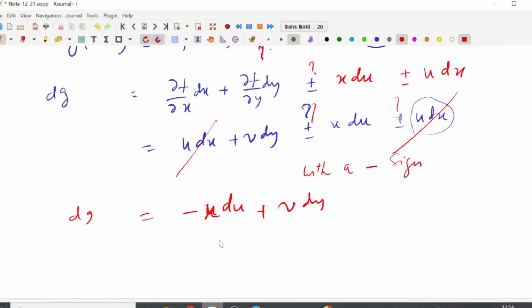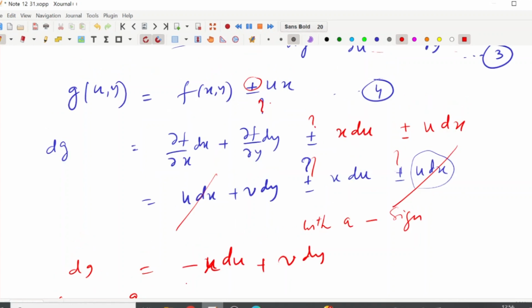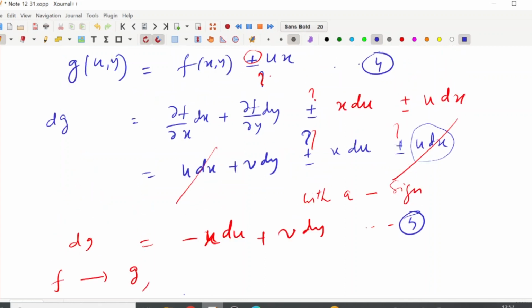Okay. So, we can go from f to g, provided the sign is minus. So, let me write this as equation 4 now. Equation 4, now we have seen that the sign is minus. Okay. So, equation 5. Let me put this as equation 5. Now, comparing equation 5 and equation 3.